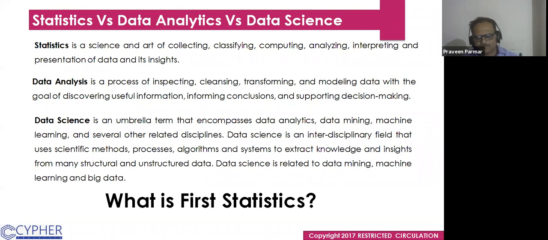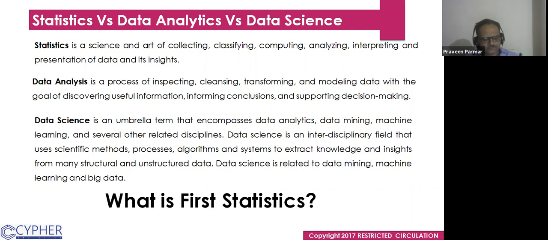Now you will see here, I am going to differentiate statistics, data analysis, and data science. The core of data analytics is statistics and mathematics. More is the statistics. Mathematics is a very small part in data analytics, but in data science, there is a big ratio of mathematics.